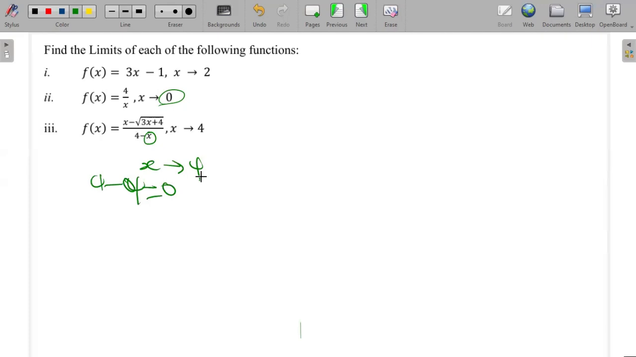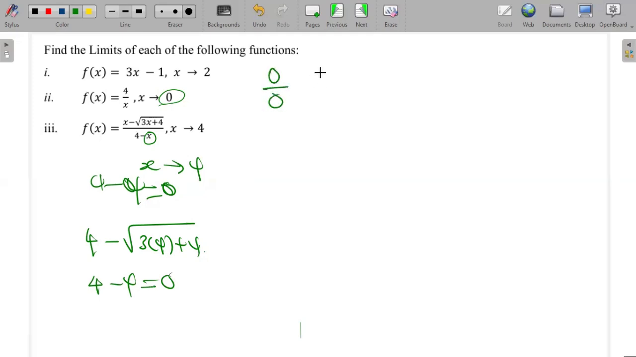even here on top, before I say what I wanted to say, when you put 4, you have 4 minus, inside, 3 multiplied by 4 plus 4. This is 12 plus 4, 16. And the square root of 16 is just 4. And then you have 0 also. So you have 0 over 0, which is an indeterminate form. If you remember your first year, indeterminate form, which we don't want here.